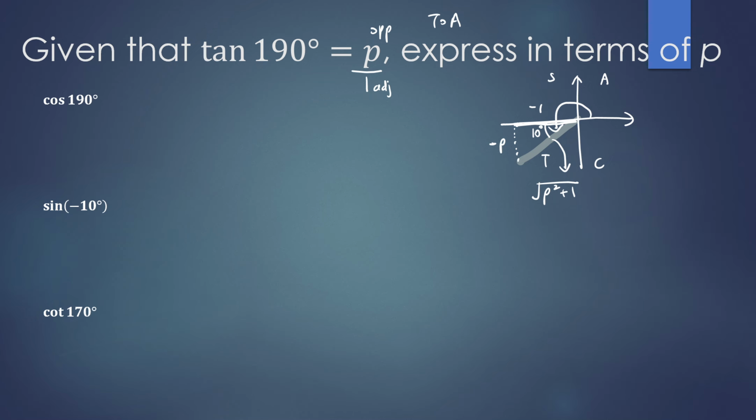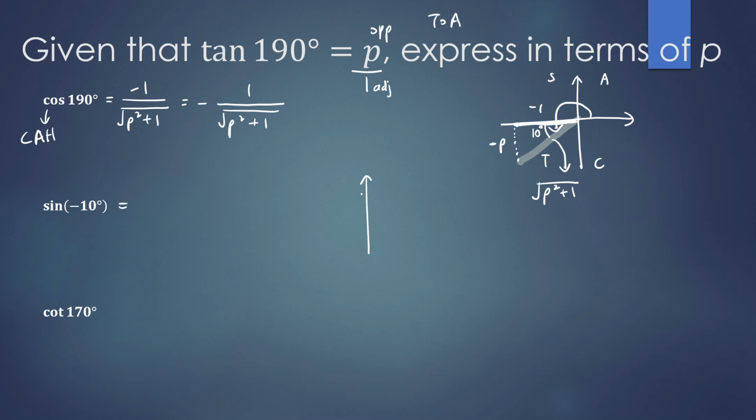So right now, find cosine 190 degrees. Now cos is CAH, right? So adjacent over hypotenuse. The adjacent of this 10 degrees is actually negative 1, and the hypotenuse would be square root of p squared plus 1. So if I were to write it properly, it will be negative 1 over square root of p squared plus 1. Now normally if my denominator has an algebraic surd form, I will not need to rationalize it. Okay, let's move on to sine negative 10.